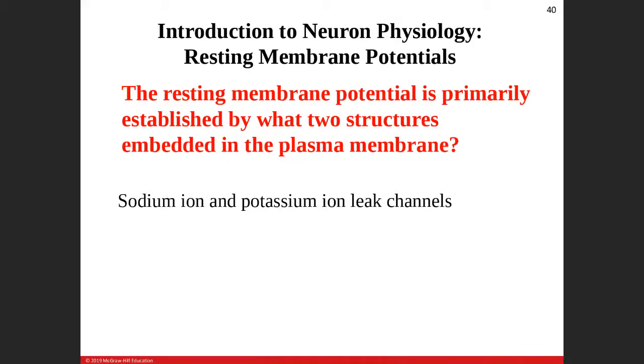So the resting membrane potential is primarily established by what two structures embedded in the plasma membrane? Resting membrane potential, RMP. Sodium ion and potassium ion leak channels. Which is more influential on the resting membrane potential?